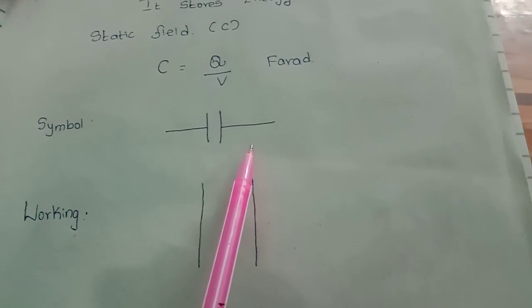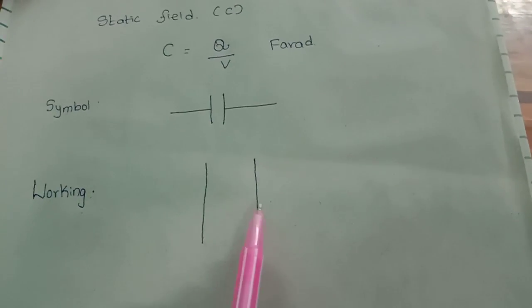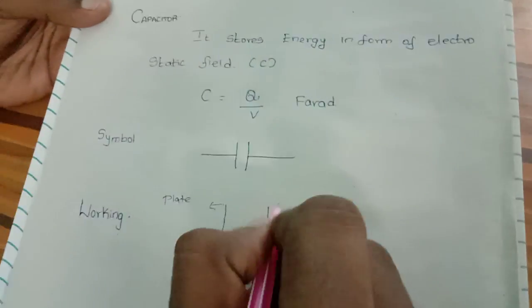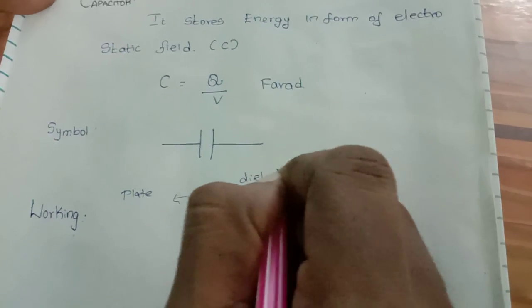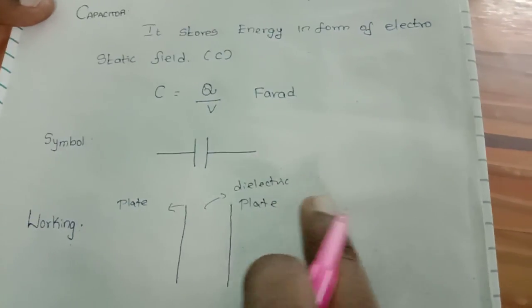You see, this is the symbol of the capacitor. Normally the capacitor consists of two metal plates separated by a dielectric. This is one metal plate, and this is another plate, and the middle is a dielectric. The dielectric may be mica or any insulating material.